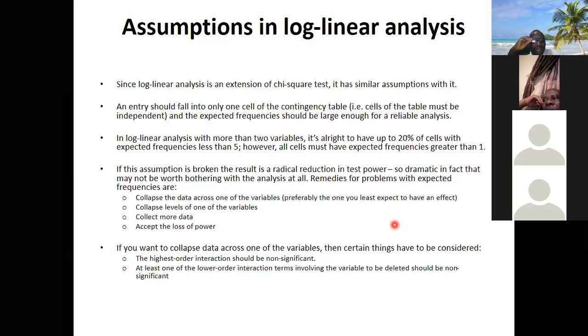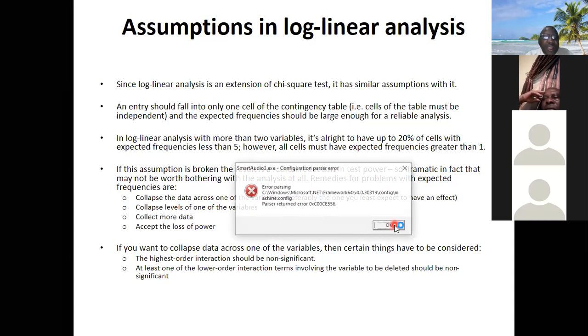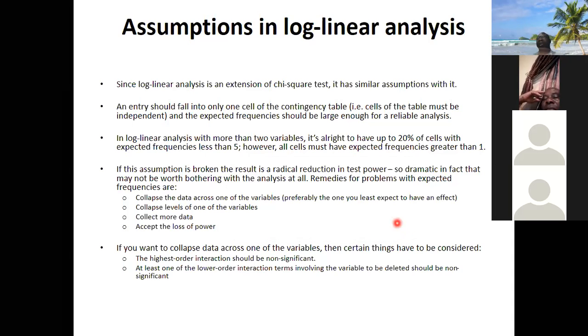So you can collect more data. You increase the sample size. If you increase the sample size, what will happen? It will jack up the number in each cell. Then you can accept the loss of power. That is, you just take the result like that. Loss of power means that something that would have been significant may not be significant. Those are the different approaches to it.